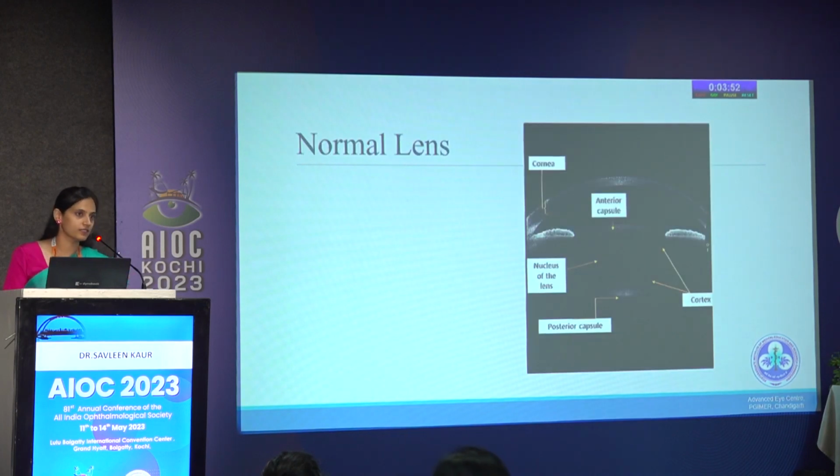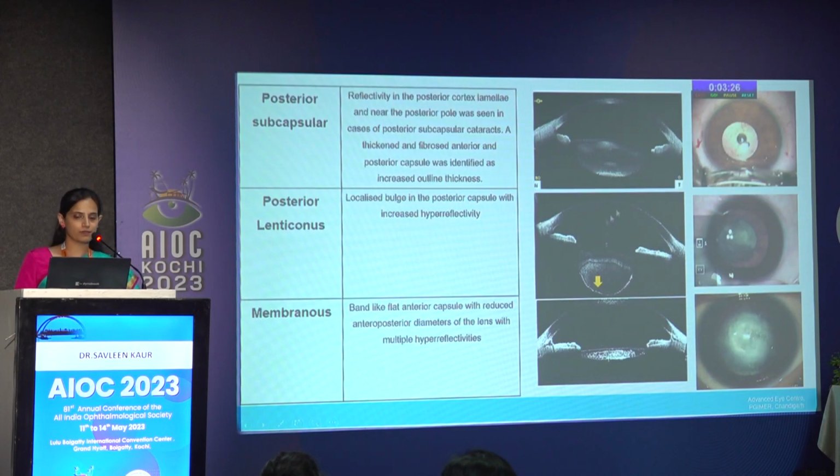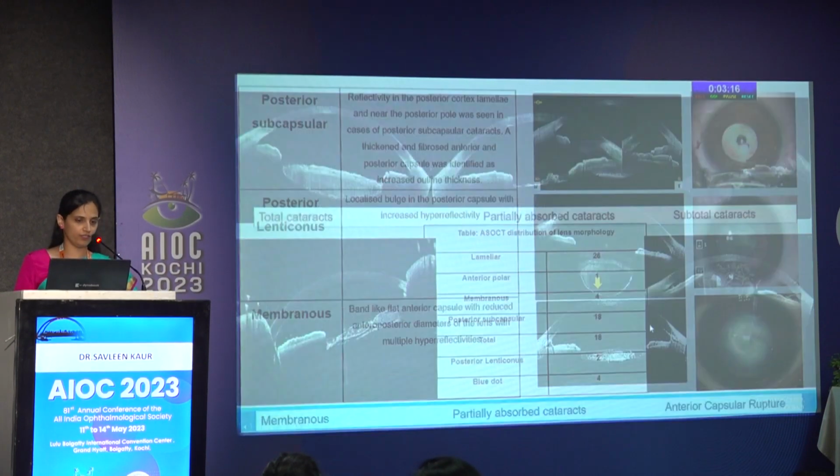A normal ASOCT lens scan looks something like this, with a hyper-reflective anterior and posterior capsule, and the nucleus of the lens also hyper-reflective, with the cortex showing some hyporeflectivity. We saw all sorts of morphologies on the ASOCT: the anterior subcapsular cataract giving hyperreflectivity along the anterior capsule, the zonular cataract with riders, anterior pyramidal cataracts, and posterior subcapsular cataracts. The posterior bowing of the lens capsule in posterior lenticonus could also be appreciated. A reduced anterior posterior depth could be seen in cases of membranous cataracts.